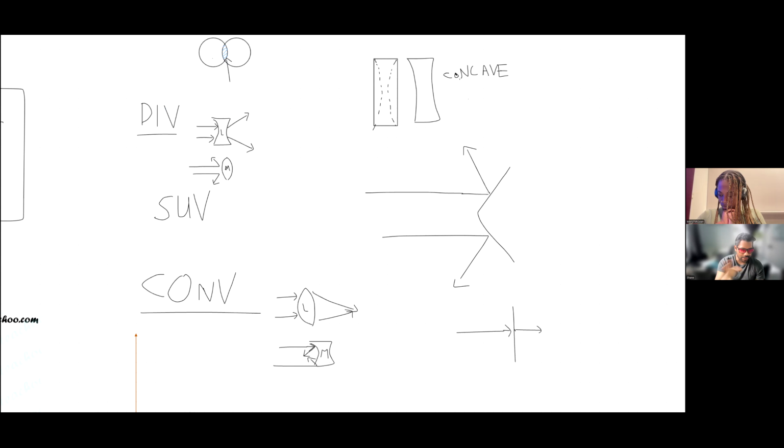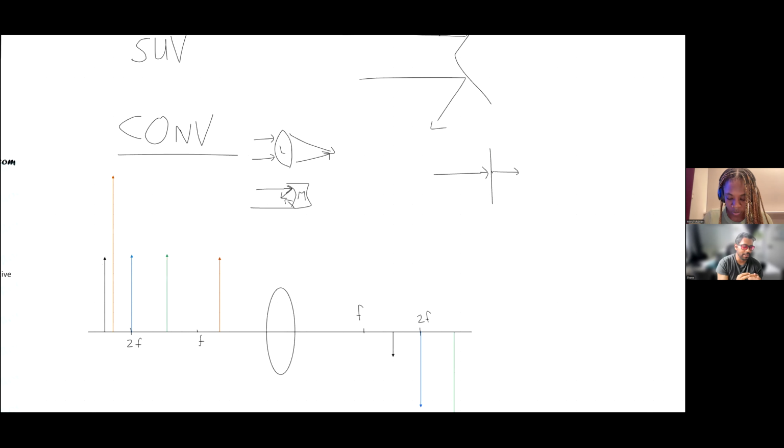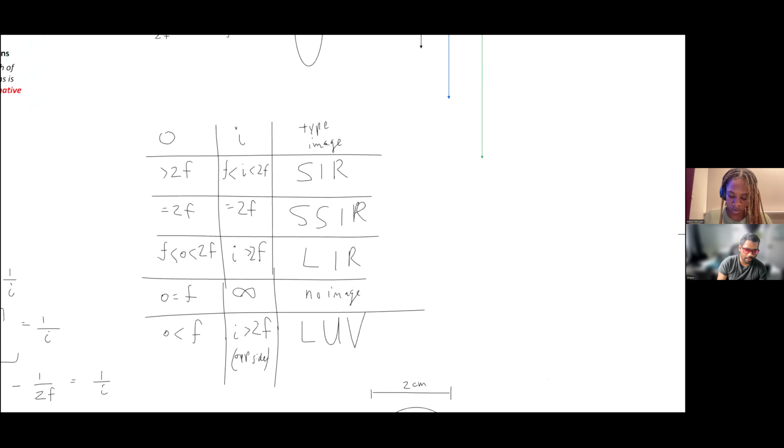And if it's diverging, whether it's a mirror or a lens, it will always be small, upright, virtual. But if it's converging, it will depend on object distance. The general pattern is that the object distance goes down, which means since the focal length has to be constant, the image distance must go up. And since magnification is image over object, as image distance goes up and object distance goes down, the magnification goes up. So we start from small inverted real, to same size, to large, to no image, and lastly to large, but this time virtual.